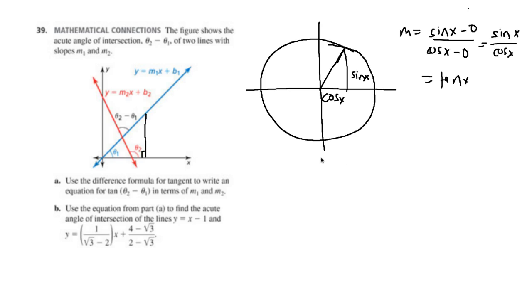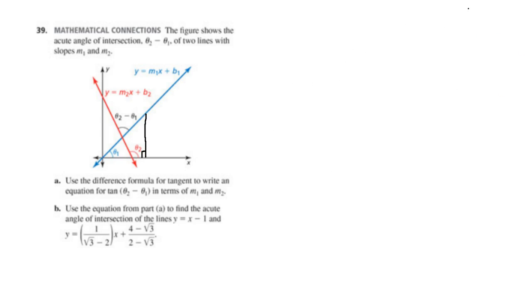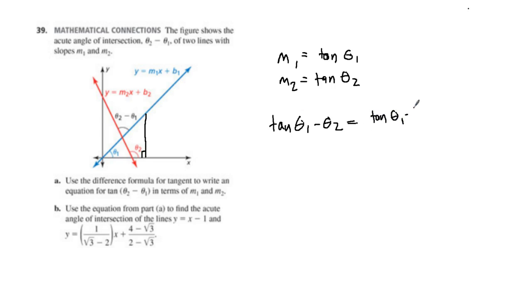So as long as you know the angle that it meets the x-axis, it's tan x. So basically, in this question, we're saying that m1 is equal to tan theta 1, and m2 is equal to tan theta 2. So in order to make the equation, we can use a different formula. This is tan of theta 1 minus theta 2 is equal to tan theta 1 minus tan theta 2 over 1 plus tan theta 1 tan theta 2.